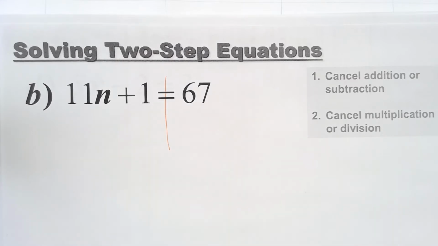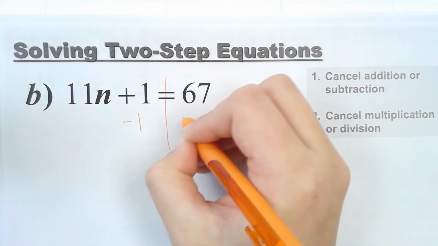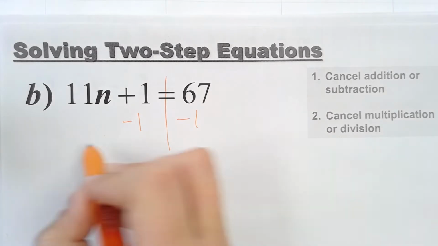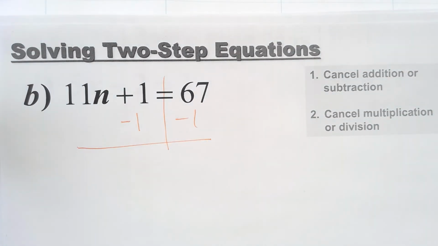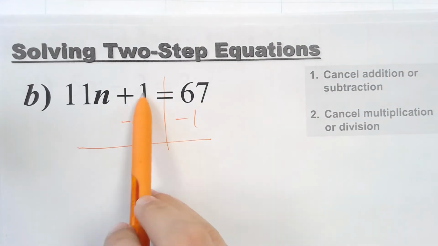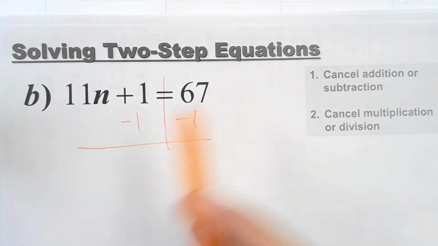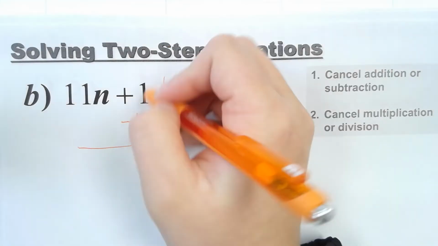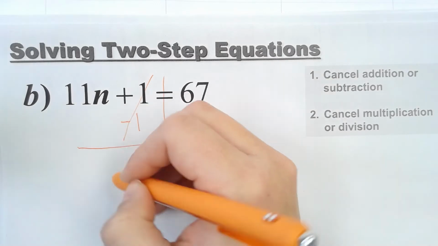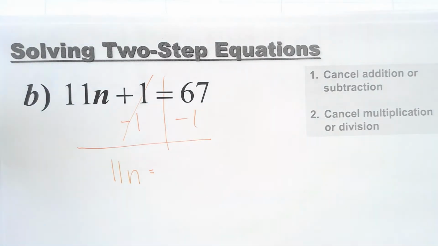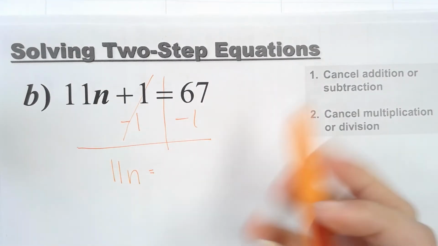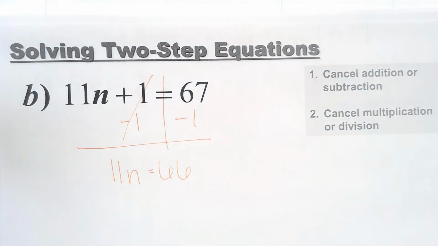What's the opposite of adding 1? Subtracting 1. So when I subtract 1 from both sides, remember I need to subtract it with this plus 1 and not the 11n. So plus 1 minus 1 is 0. Those cancel. We're left with 11n equals, and then 67 minus 1 gives us 66.